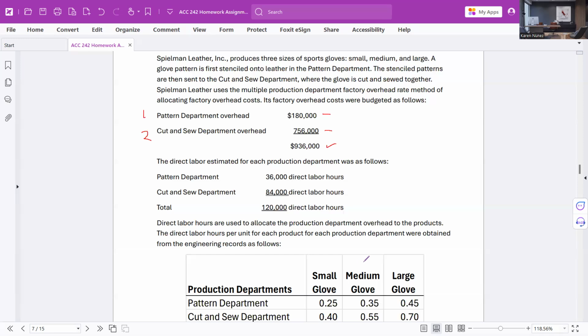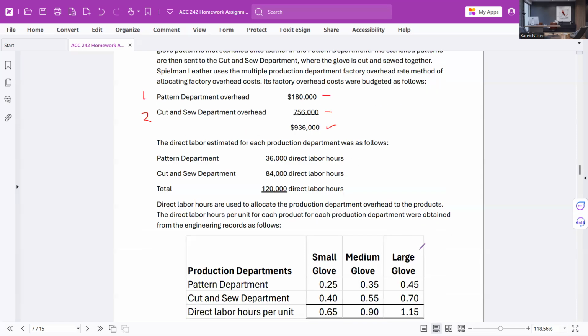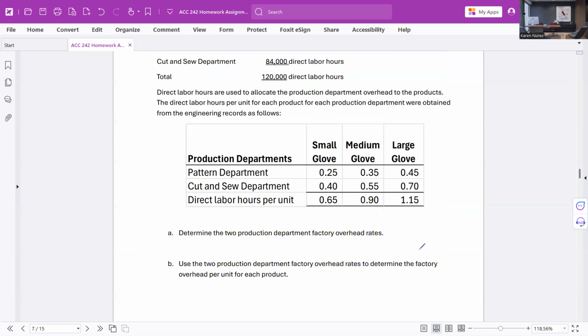We've got small gloves, medium gloves, and large gloves. We need to assign the overhead to those three products and determine what the overhead is per unit. So for each glove, we need to know what the overhead is. We've got to find the departmental rates, and then find the overhead for each glove, right? For a small glove, medium glove, and a large glove.